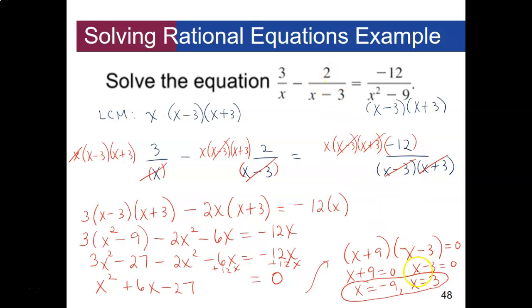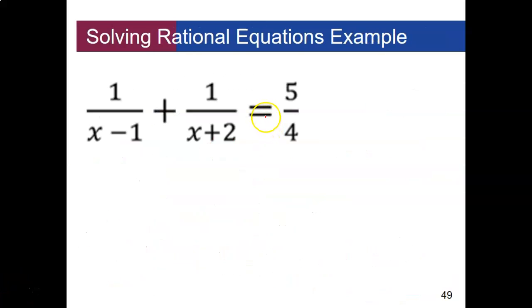And if I were to take this 3 and plug it in, here I have a division by 0 error, and also here. So I'm going to actually have to eliminate this as an answer, and so our answer is only going to be -9. Okay, let's practice with another one of these.